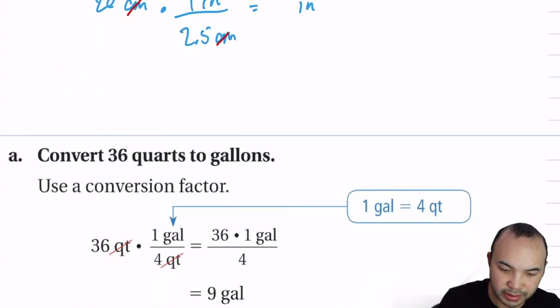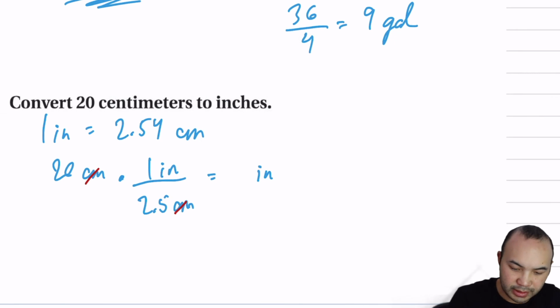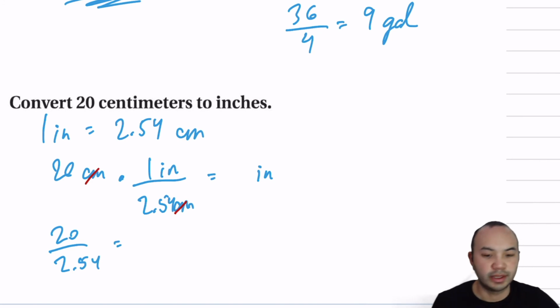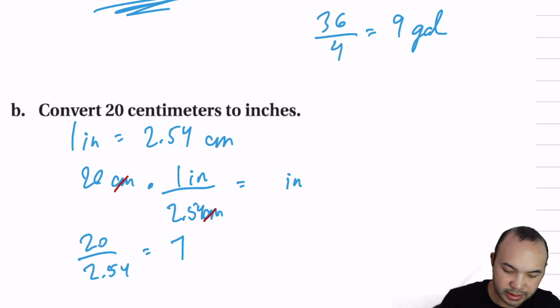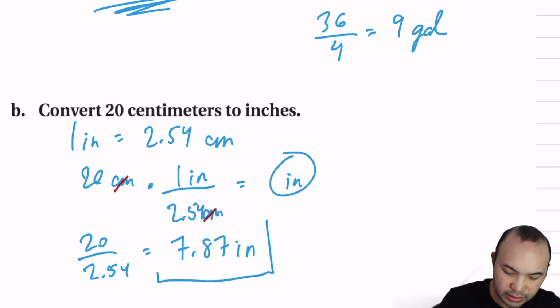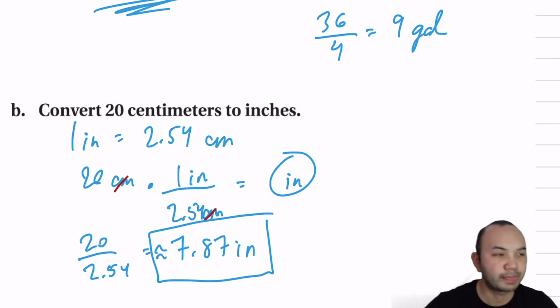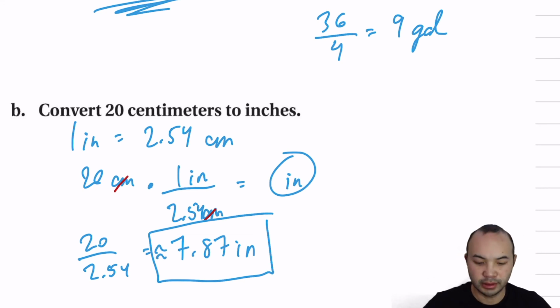So I'm going to move this up here. Okay, so now if I'm multiplying across, I have 20 over 2.54. And now all I need to do is multiply, and that leaves me with 7.87, and I was looking for inches, so inches. This is going to be approximately, because I rounded a little bit.